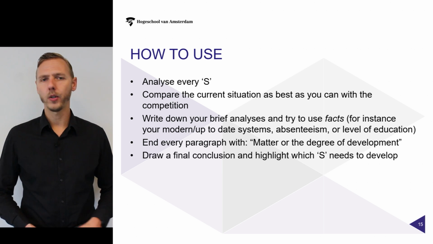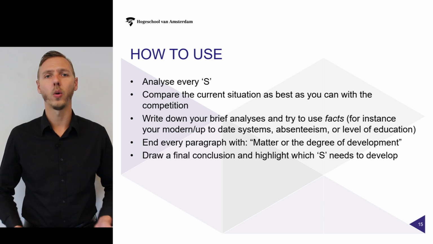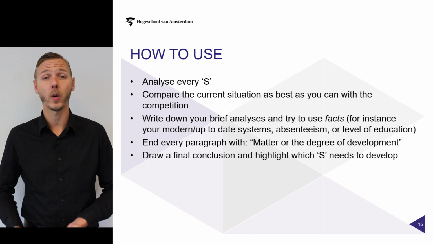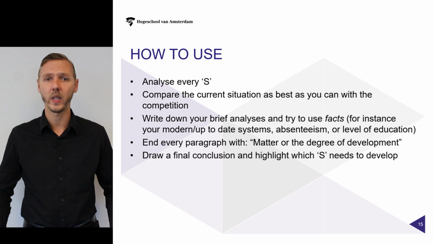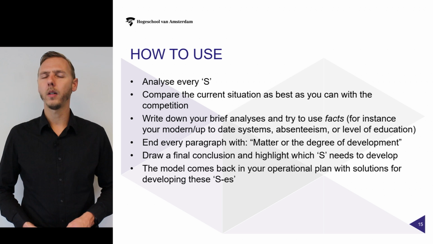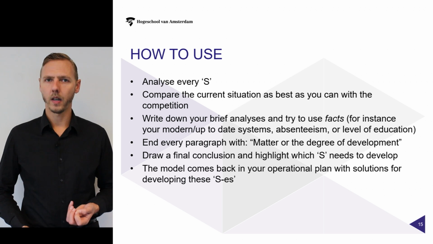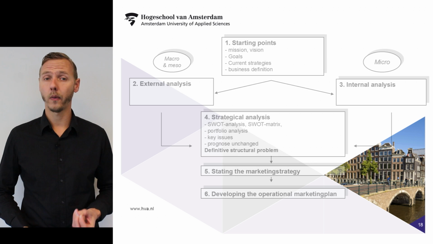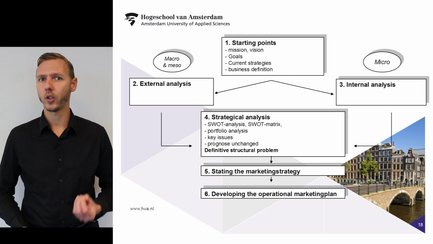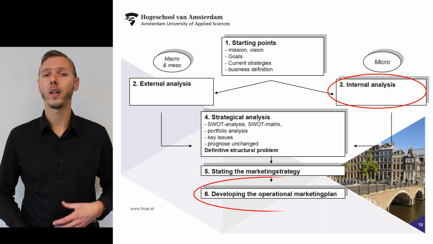Draw a final conclusion and highlight which S needs to develop, because you can't always be strong in every S. This is normal. This is why you do your internal analysis, to find your weaknesses and your strengths. Now obviously you also have weaknesses. The model, make no mistake, comes back in your operational plan, because in your analysis you make note that some S's are not really strongly developed, so you have to improve those. You have to give advice.